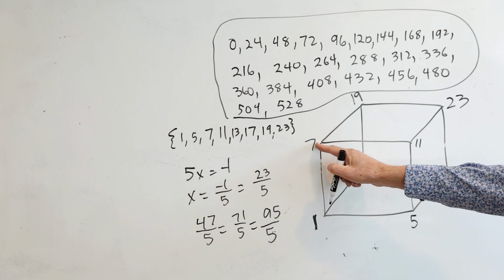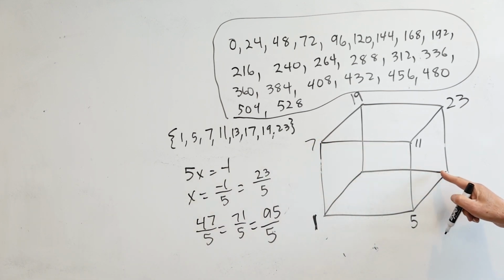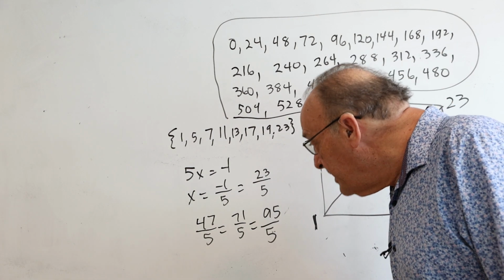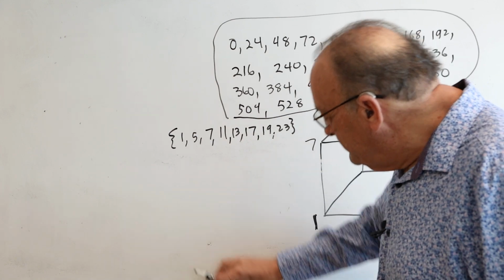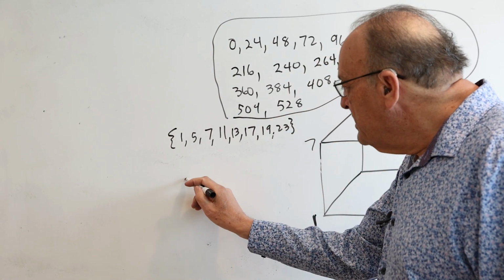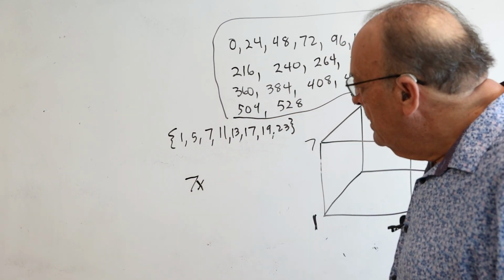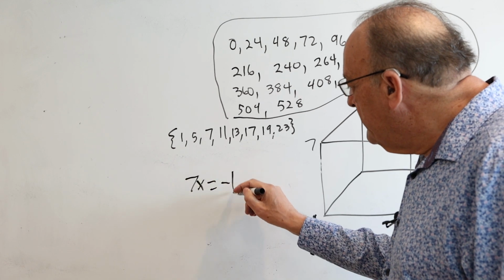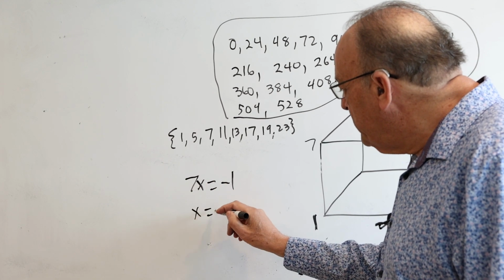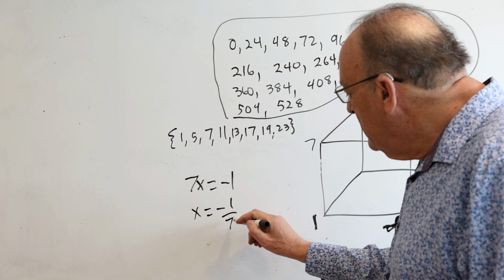I want to know what's opposite 7, and I'll put that down here. So I'll do the same thing. 7x is equal to negative 1. So x is equal to negative 1 over 7.